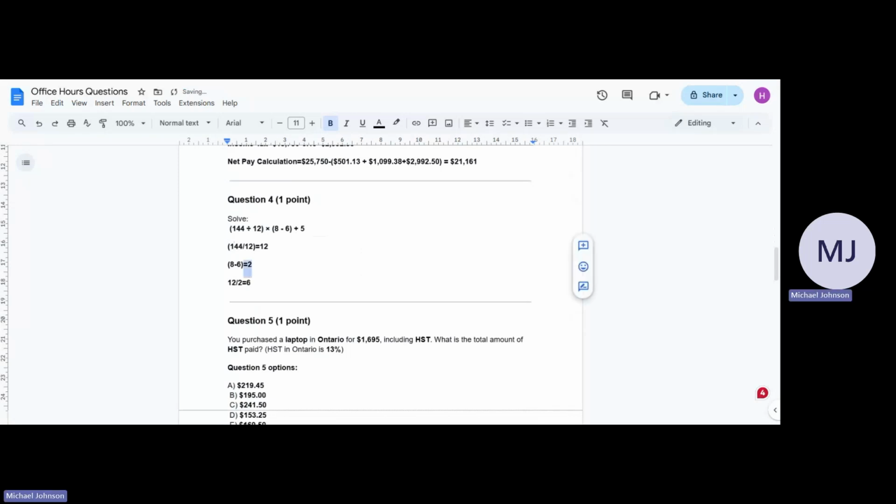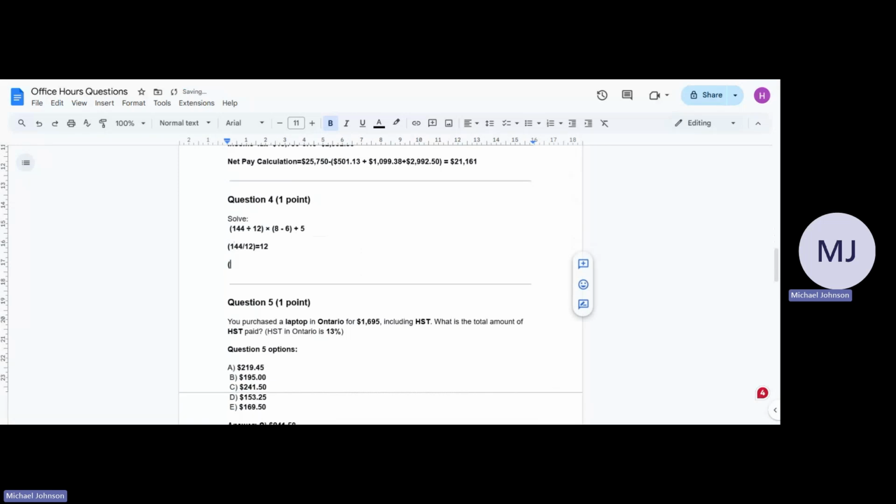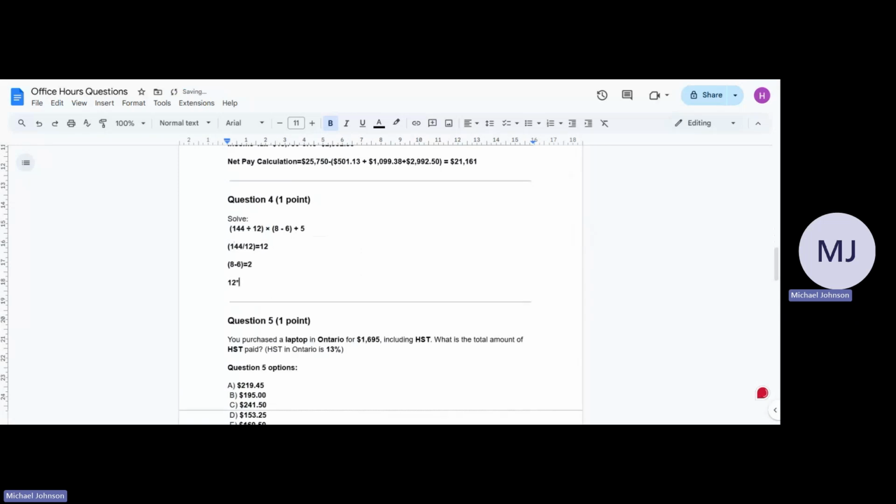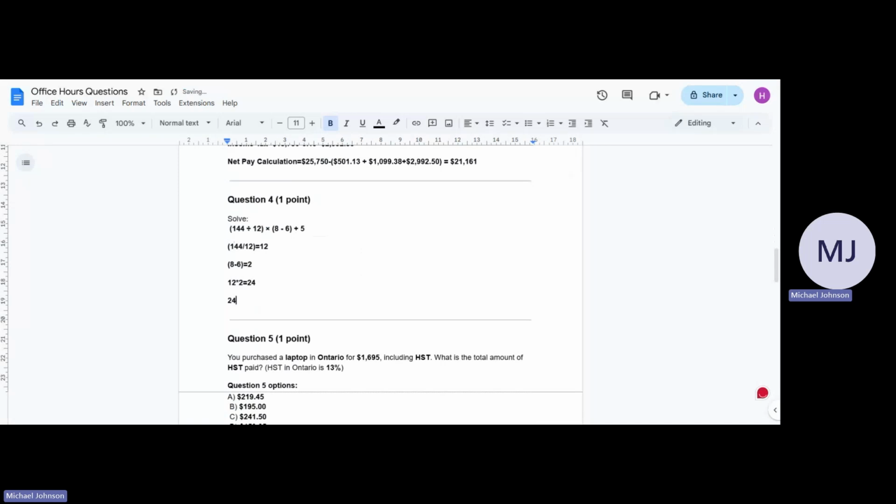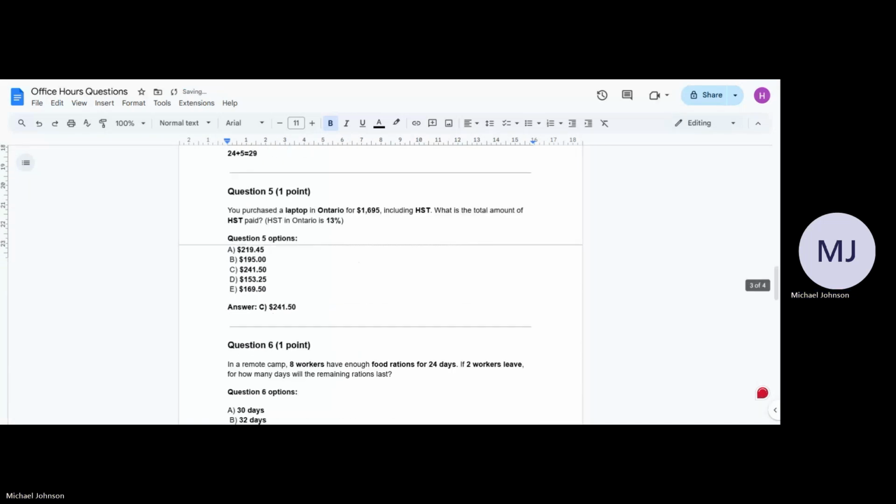So in this case, it's multiplying here. So we have to multiply instead. So 8 minus 6 is 2. 12 times 2 is 24. 24 plus 5 is 29. So that's how we would do that there.